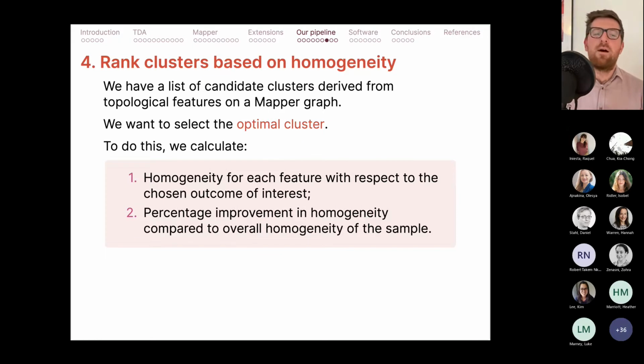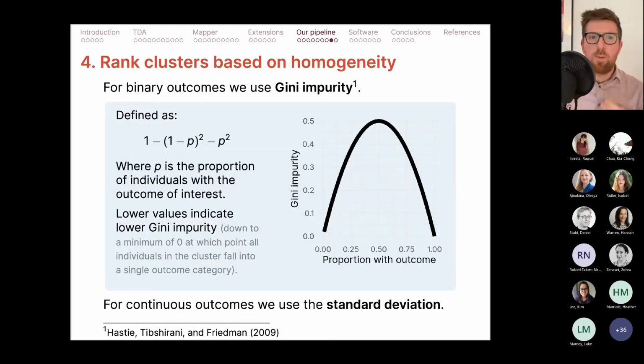and we want to select the optimal cluster. And to do this, we are using homogeneity. So homogeneity for each feature with respect to this chosen outcome of interest, as well as percentage improvement in homogeneity compared to the overall sample. So what do we mean by homogeneity? For binary outcomes, we're using Gini impurity. It's given here, but essentially this is going to range from 0 to 0.5. Lower values would be better.